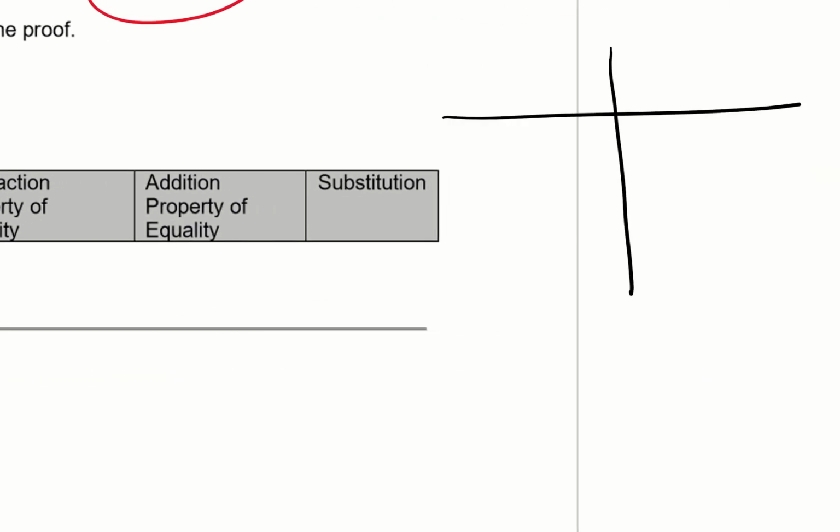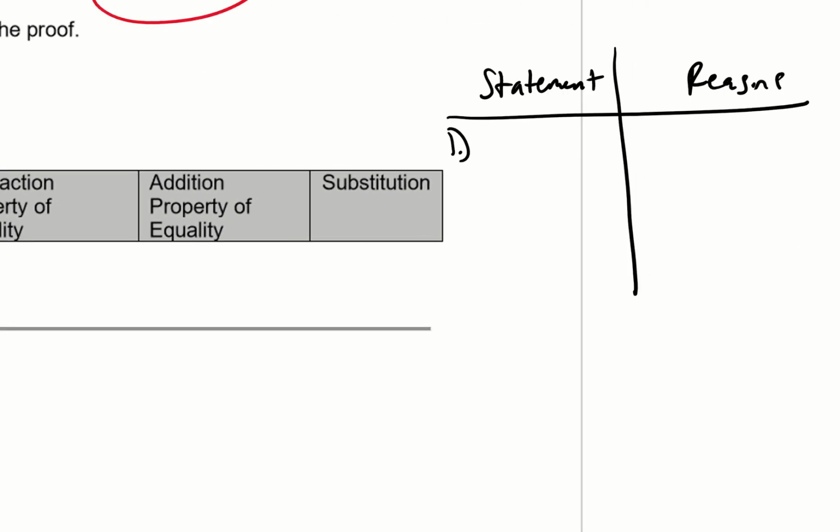So to show this, we'll go ahead and do a 2-column proof. So we have our statements and our reasons. Remember that the first statement is always going to be what's given. Okay, so what's given is that these two angles add up to 90.